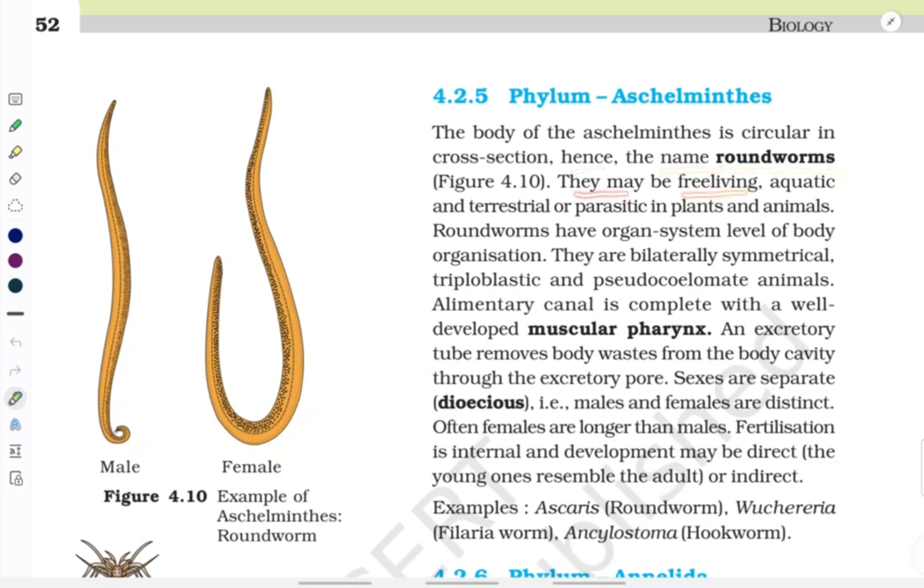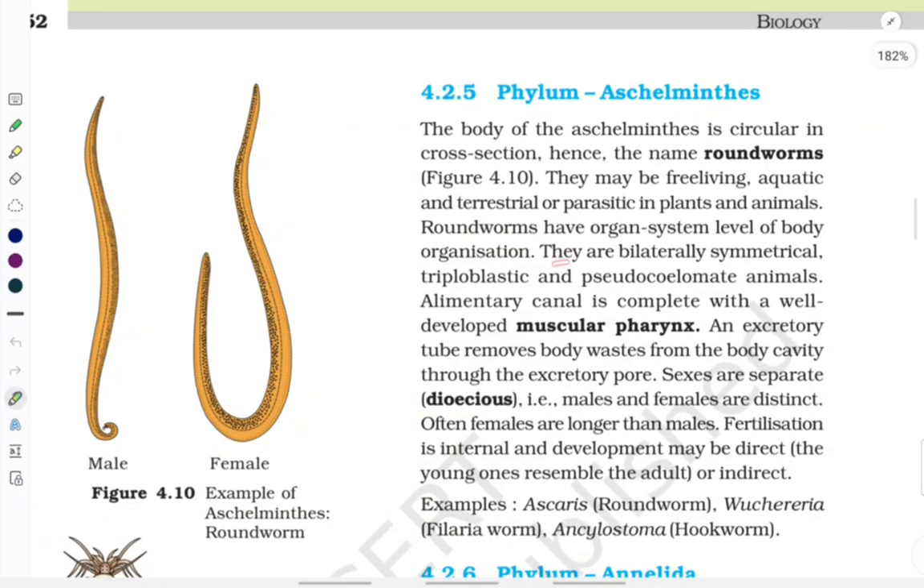They may be free living, aquatic, terrestrial or parasitic to plants or animals. So they can live alone without being dependent upon anybody or anything, and they are aquatic. They can be terrestrial too. They are parasitic to animals and plants both. Roundworms have an organ system level body, which is why they are free living too. They are bilaterally symmetrical, triploblastic and pseudocoelomate animals. There is no true coelom.